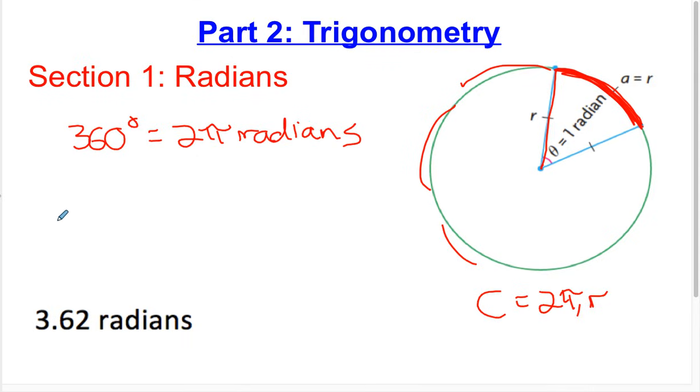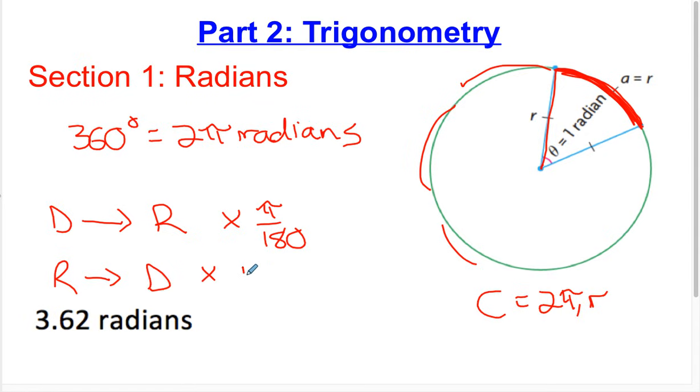So if we want to convert from degrees to radians, we must multiply by pi over 180. If we want to go from radians to degrees, we have to multiply by 180 over pi. So let's practice those two things really quickly.